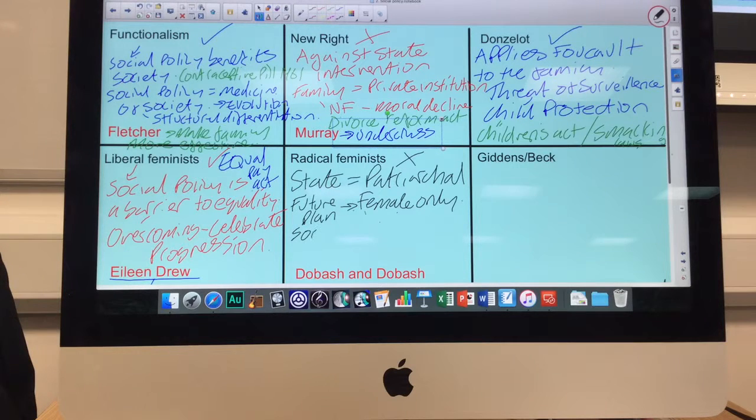Social policy will not help, in its current state. The thing is, women have to be political. Women have to take action for themselves.